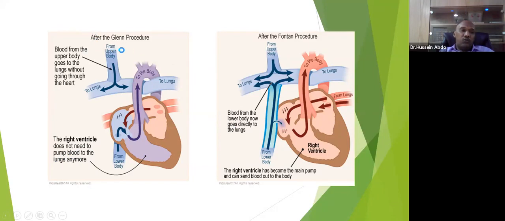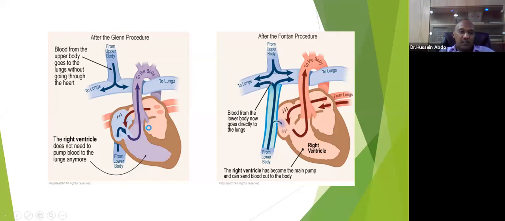So we do first the Glenn, we call it the Glenn procedure. This is either the first or second step of the univentricular pathway. Usually we do it for the patient with either hypoplastic right or left heart syndrome, because Fontan might be done for patients with tricuspid atresia, left heart AVSD, hypoplastic left heart syndrome. So there are so many conditions that go in the line of univentricular heart.